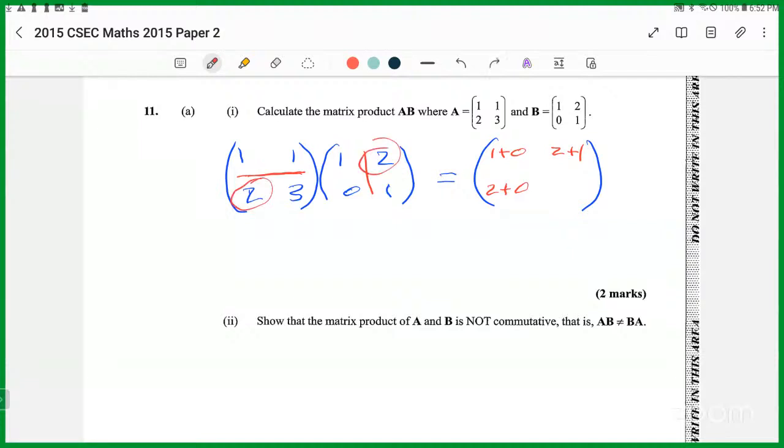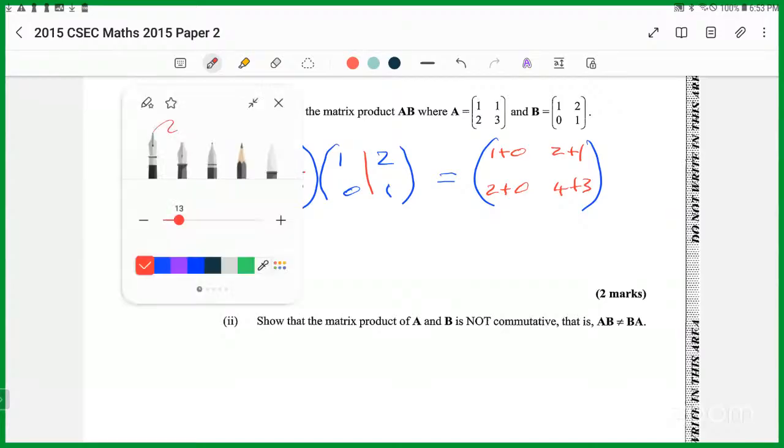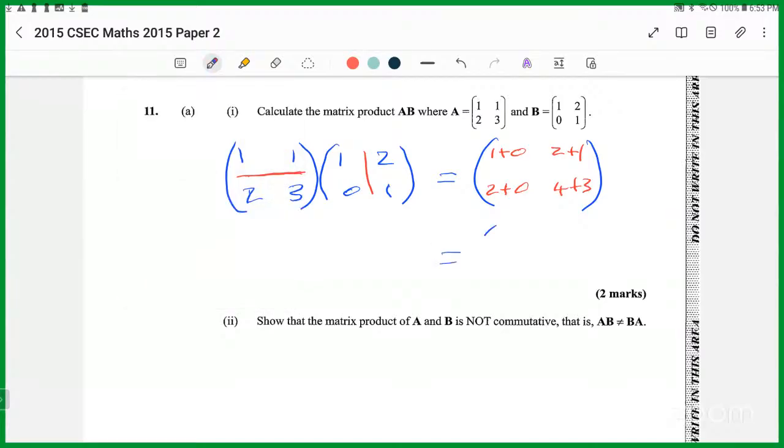2 times 2 and 3 times 1. 2 times 2 is 4. 3 times 1 is 3. So it becomes 4 plus 3. When you have all those values, you just write the conclusion, what AB is. Product AB becomes 1 plus 0 is 1. 2 plus 1 is 3. 2 plus 0 is 2. 4 plus 3 is 7. That's the answer.